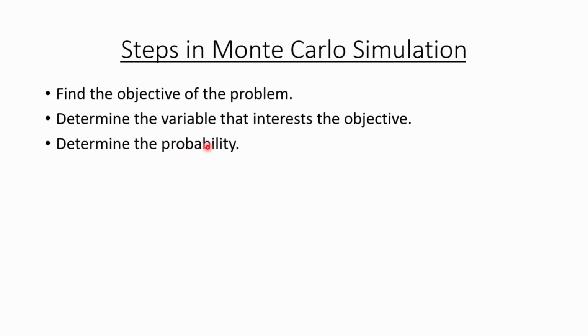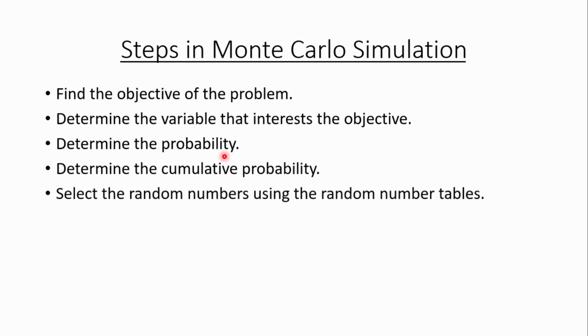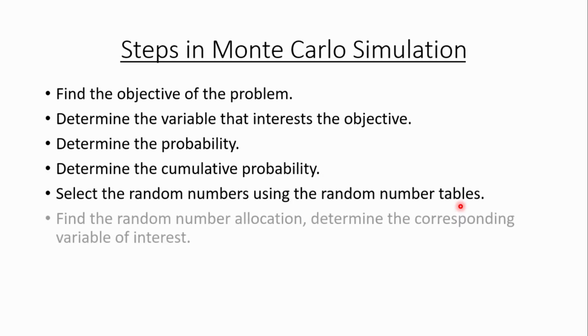Next step is to find the probability. Now in Monte Carlo simulation, the probability is either directly mentioned in the problem or we need to calculate the probability. And after that, we need to identify the cumulative probability. Then we need to select the random numbers using the random number table. So here in this simulation, the random numbers are usually given in the problem, and if they are not given in the problem, we will select the random numbers using the random number tables.